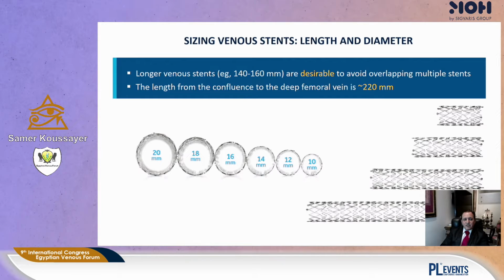Also, in the venous system, we need to use a longer venous stent, like 140 or 160. It is desirable to avoid overlapping multiple stents. Overlapping is not good in the venous system because it creates more stenosis and occlusion. And the length, if you measure from the confluence to the deep femoral vein, is about 220 millimeters. So you can see here we have different lengths. So usually we use a long stent and a large stent; 10 is very small. Usually you go 12, 14, 16, 18, 20, and even larger than that.